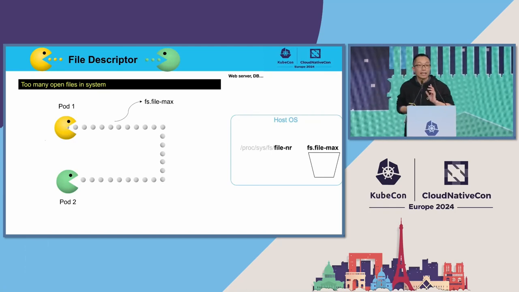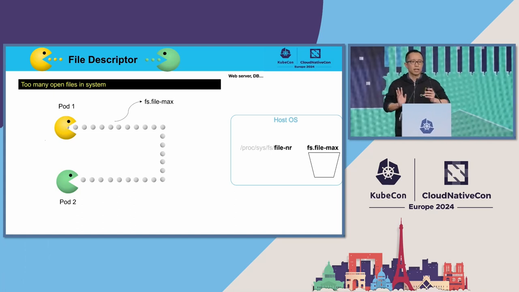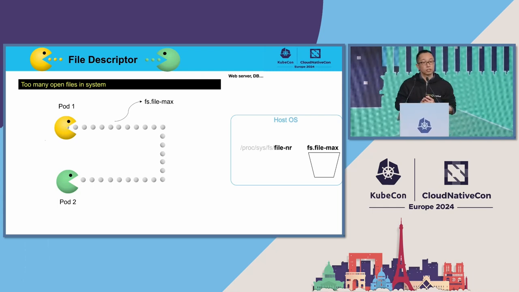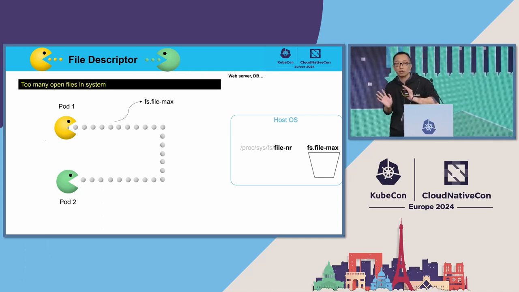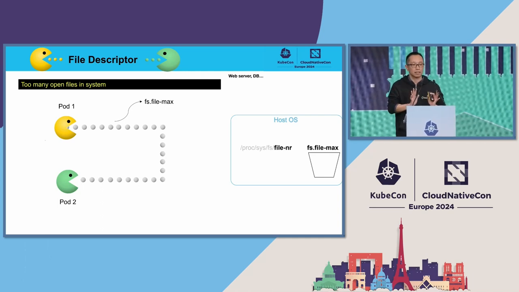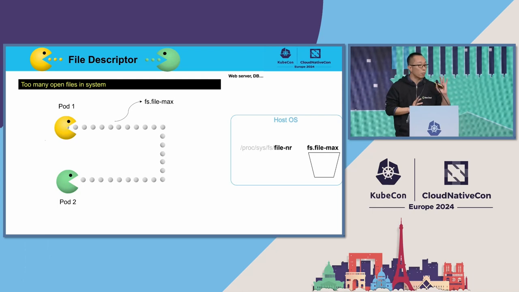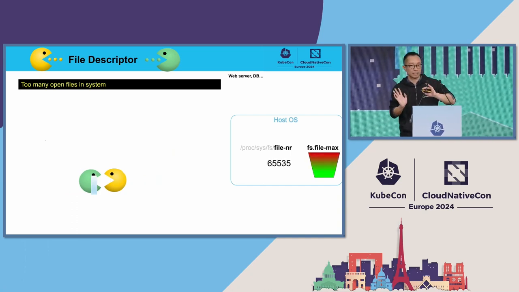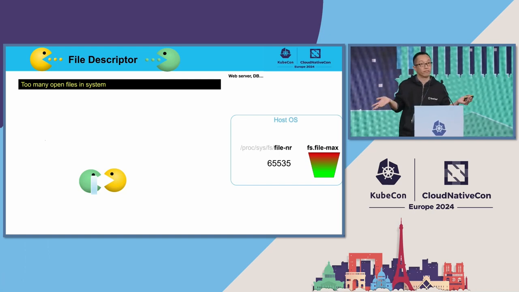All right, now I take the file descriptor as an example. Sometimes you can see the error "too many open files in the system", maybe in the pod of the web server or DB. So below it shows the story. The small white dots represent the files that can be opened on the system. It's defined by a kernel parameter, fs.file-max. All right, so a pod, the yellow Pac-Man, will open many files, and the open files reach the limit. So the other pod, the green Pac-Man, has to cry because it sees too many open files.